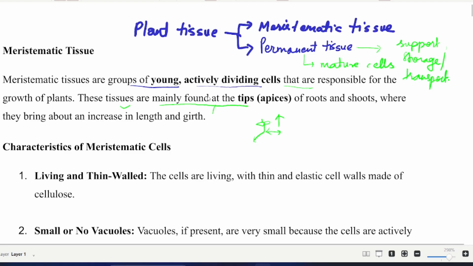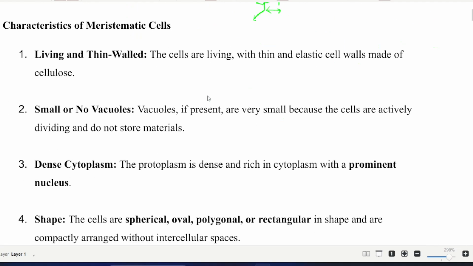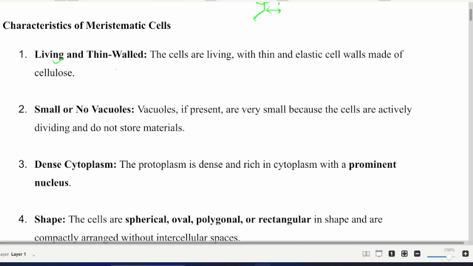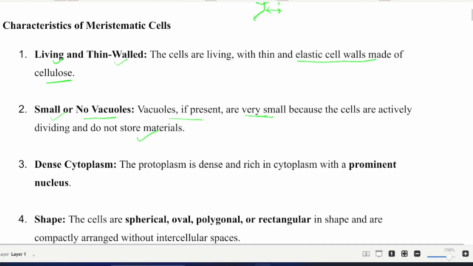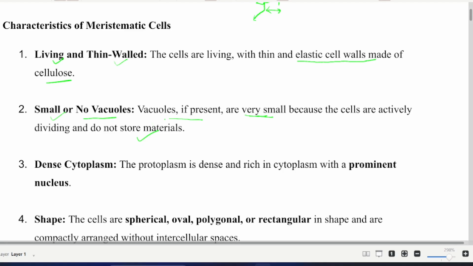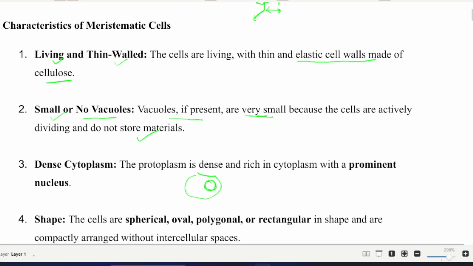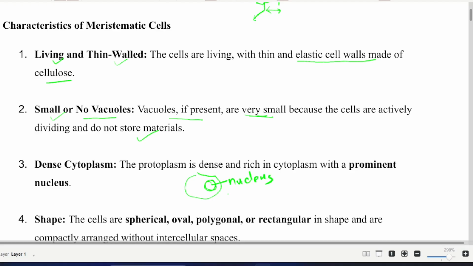Now let's move towards the characteristics of meristematic cells. In short, they are living and thin-walled, and they have elastic cell walls made up of cellulose. They have small or no vacuoles, as if they are present, they are very small because the cells are actively dividing and do not store material. In case of cytoplasm, they have dense cytoplasm. Likewise, there is a prominent nucleus present.